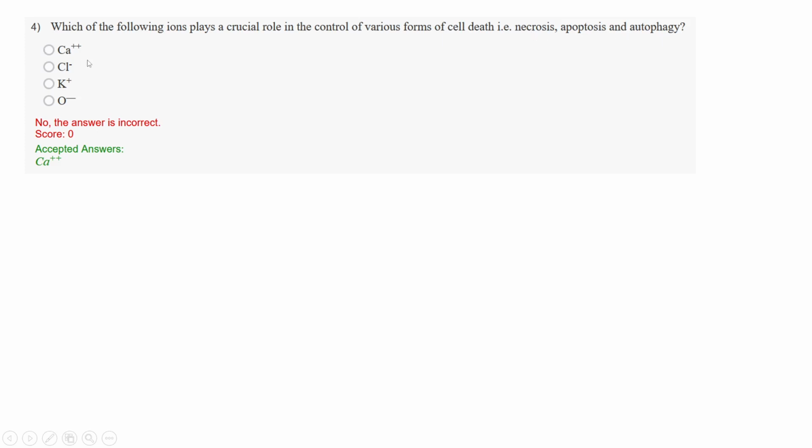Calcium is used as a cofactor by many of the enzymes in the cells. So when there is a high level of calcium, those enzymes get activated, and it leads to the formation process of necrosis and so on. So calcium is the correct option in this case.